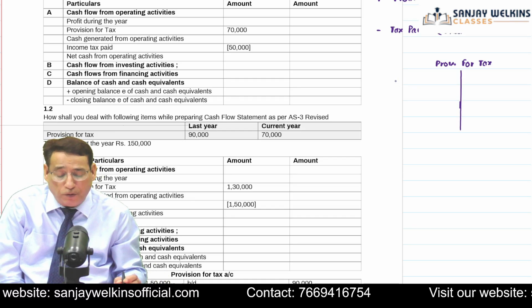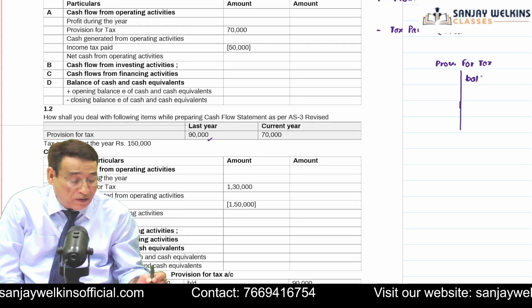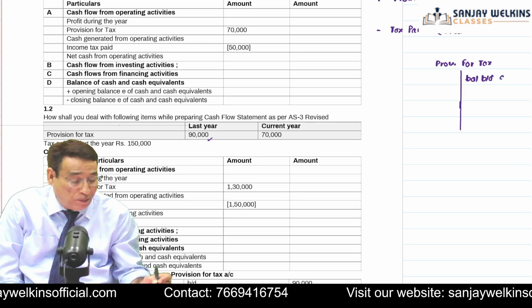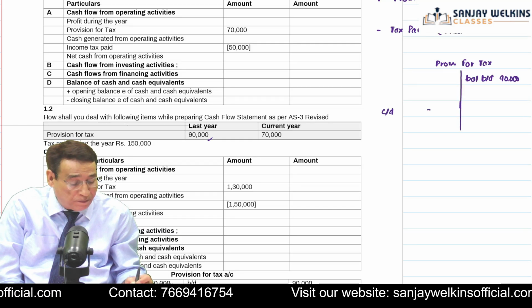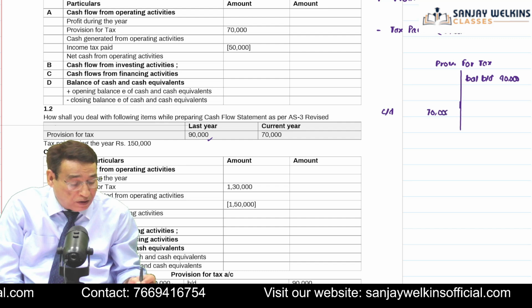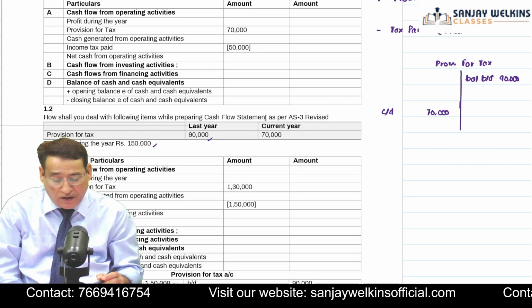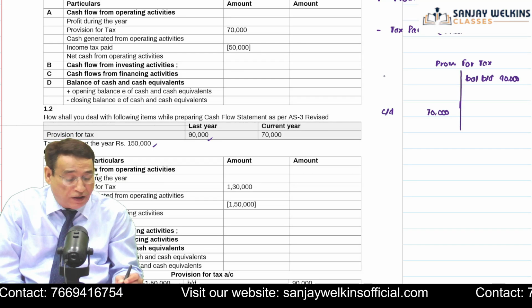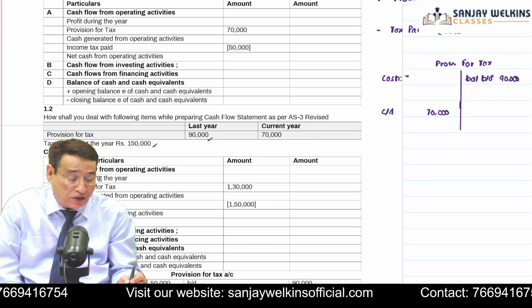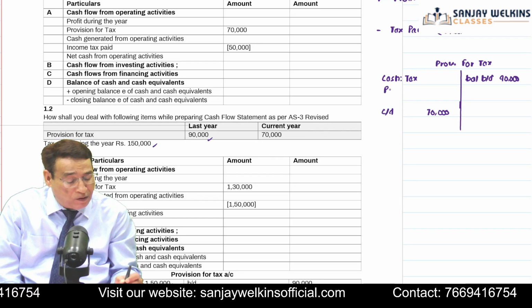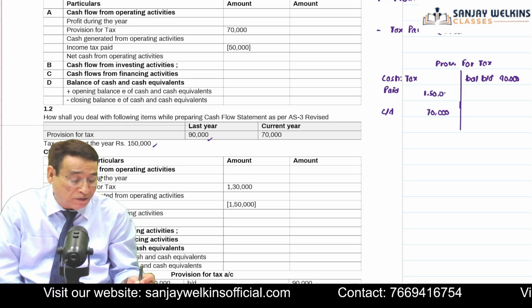When we prepare the provision for tax account, the last year's provision I will be writing here by balance brought down. Balance brought down will be equal to 90,000 and balance carried down will be equal to 70,000. Is it clear to you? Now here it is written tax paid. That means in the current year we have paid tax, so our entry will be provision for tax account debit to cash account. So I will write here to cash, and it means I am writing here tax paid. Tax paid which is given to us is equal to 1,50,000. So I will be writing here 1,50,000.